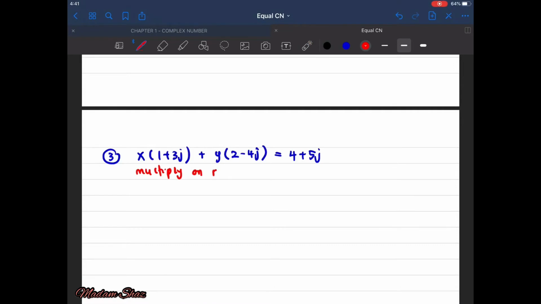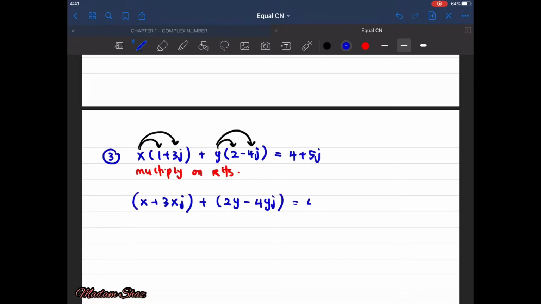Multiply on the left hand side. x multiplied with 1, x multiplied with 3j. So x plus 3xj, close the bracket, plus y multiplied with 2, y multiplied with negative 4j. Y multiplied with 2, 2y minus 4yj is equal to 4 plus 5j.